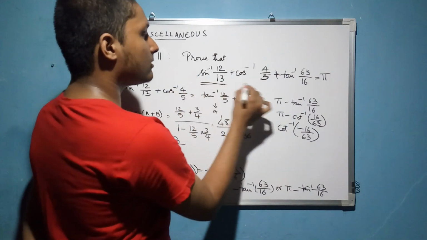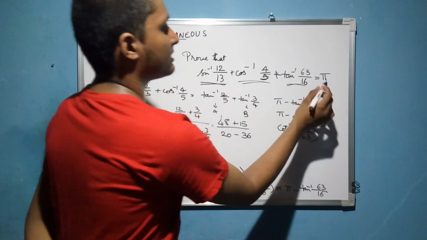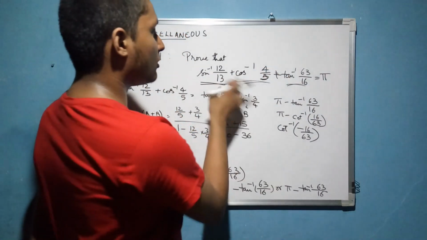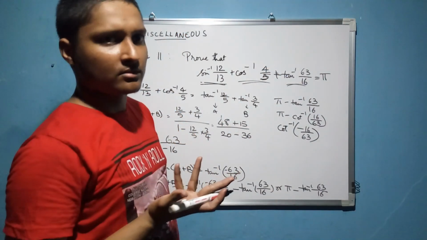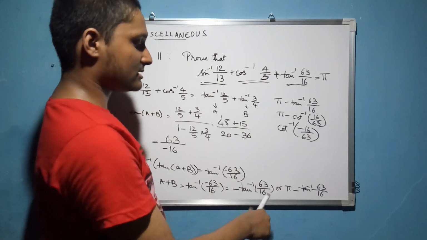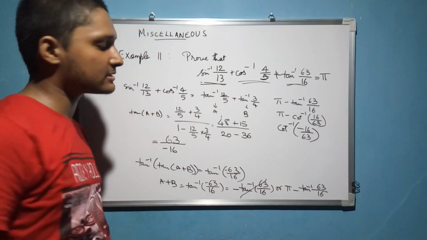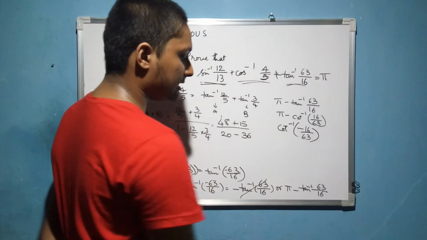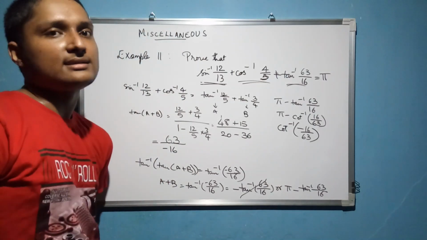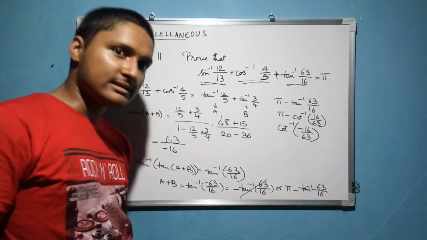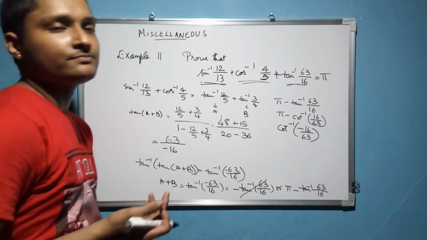Since you can understand that all these are going to be positive, therefore the sum of these two cannot be negative. It cannot be minus tan inverse. So this case is avoided. So pi minus theta is also similar to minus theta, because tan of pi minus theta is minus tan theta, same thing.